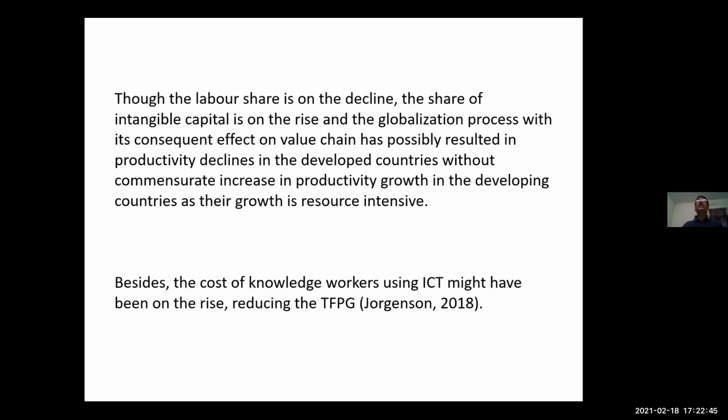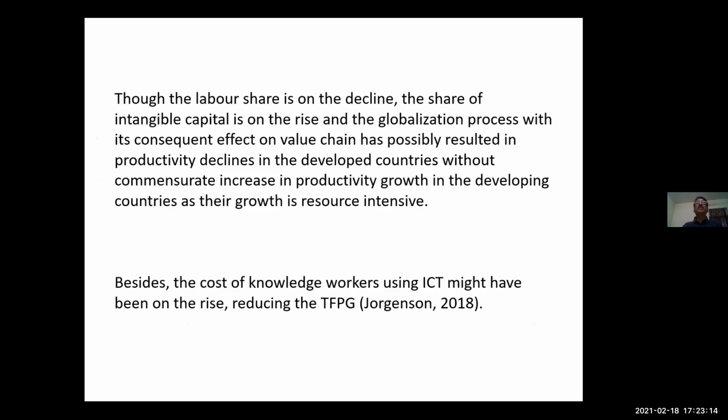Though the labor share is on the decline, the share of intangible capital is on the rise, and the globalization process with its consequent effect on value chain has possibly resulted in productivity declines in the developed countries without commensurate increase in productivity growth in the developing countries, as their growth is resource intensive. The developing countries are pursuing resource intensive growth, not really resource saving growth.